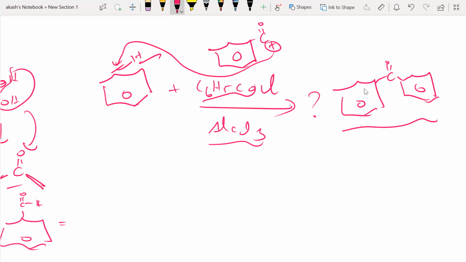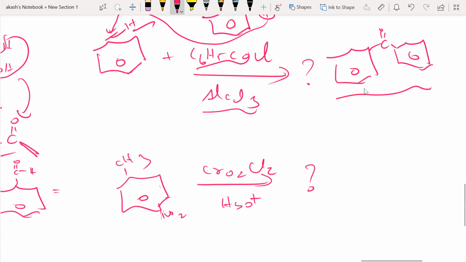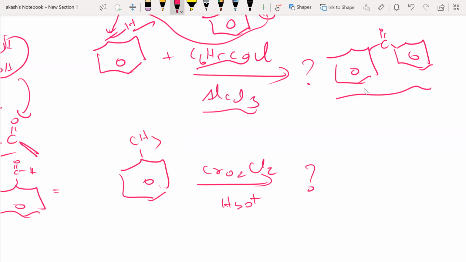Okay, if I give you this one, we have a CH3 and NO2, and I'm going for CrO2Cl2 and then H3O plus. What is the product? Maybe this looks very weird. Let me write it again for you. One CH3 and one NO2. We are going for CrO2Cl2. What is the product?